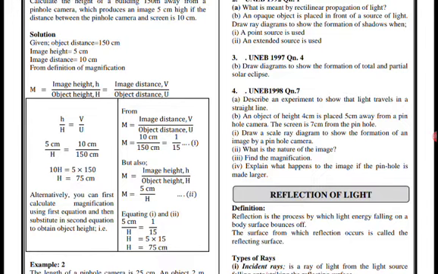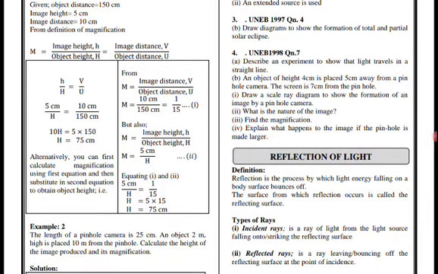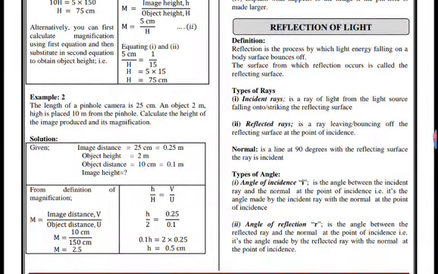Or alternatively, since they have given us the object distance and the image distance, you can first calculate the magnification using those two, and you see in here they got 1 over 15. Then you also look at the other one, image height over object height, and you put in the value of magnification that you got in the first one, then you substitute and cross multiply. You get your H as 75. So it's as simple as that.